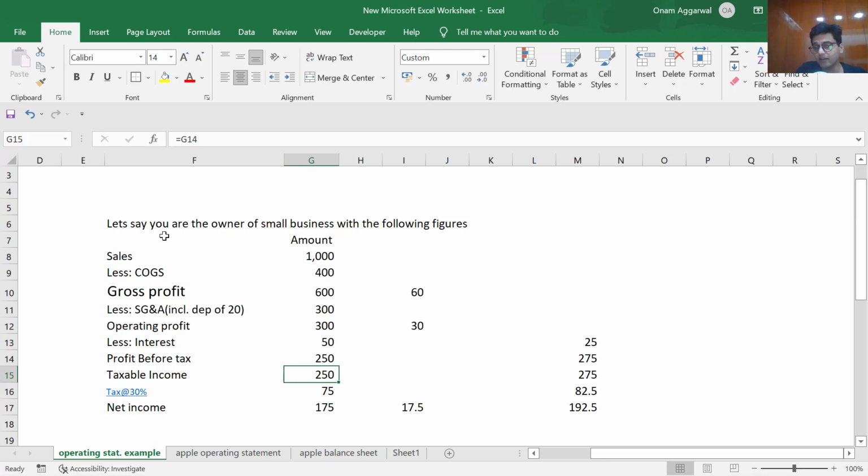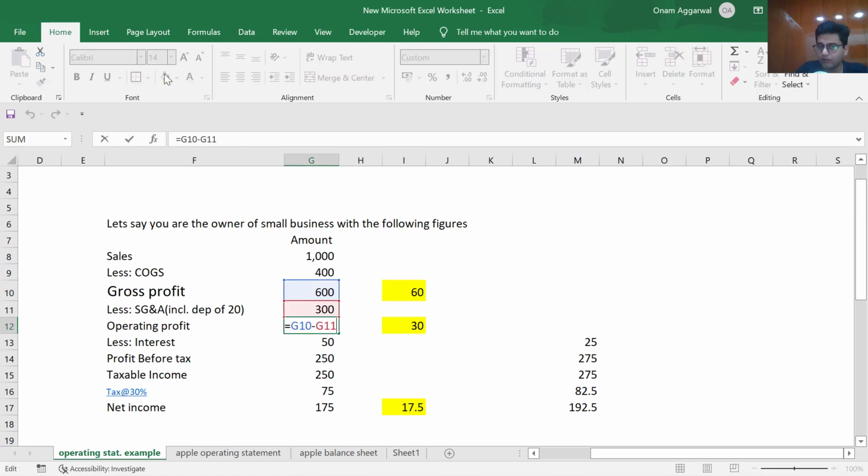From this taxable income, let's assume that the tax is 30% and we get a tax of $75 and net income is $175. So again, we have three things which I have told you: net income, our operating profit, and our gross profit. So this gross profit 60%, that is a marginal profit. How have I calculated operating profit? I have simply taken operating profit divided by sales. That gives you an operating profit.